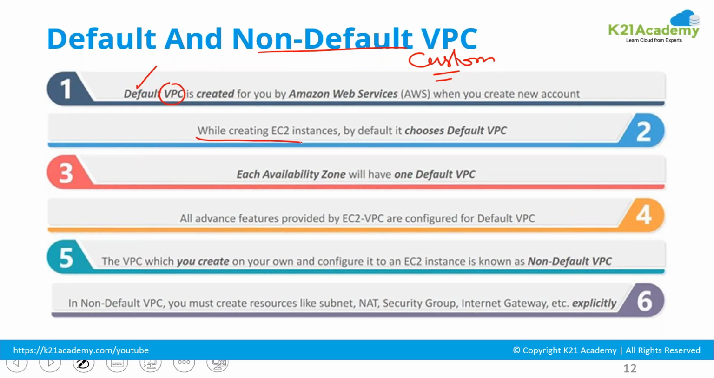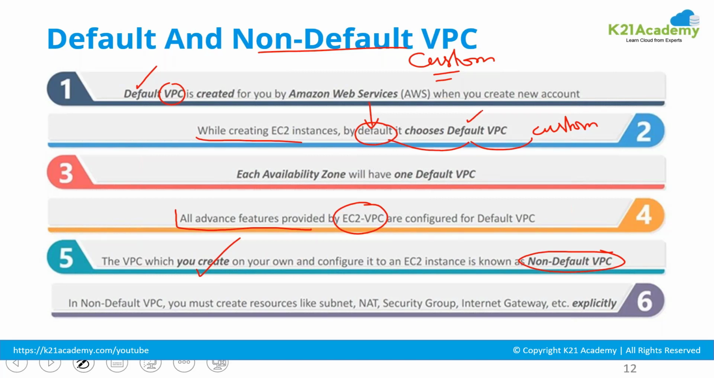When you are creating the EC2 instance, by default, the default VPC gets selected. But if you want, you can choose your own custom VPC while you are launching the instance. All advanced features that are provided in the default VPC can be configured on your custom VPC also. So there is no real difference between the default VPC and the custom VPC. The only thing is that the non-default VPC is the VPC that you create, and the default VPC is the VPC which is pre-created by Amazon.